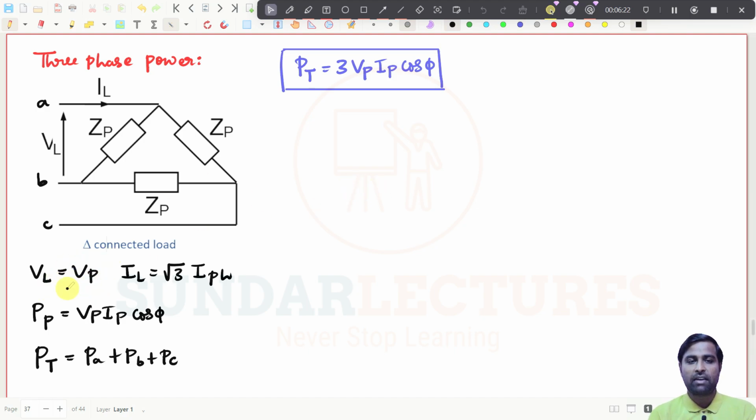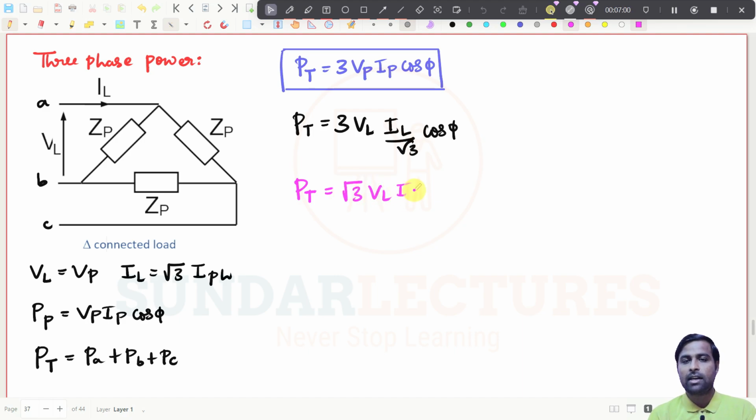And again, what will be the power if you are going for line voltages and line current? You just replace here again. So PT will be equal to 3, and VP can be written as VL. IP can be written as, you just bring it down, IL divided by root 3, into cos phi, right? This is the substitution, and if you simplify further, PT will be equal to root 3 times VL IL cos phi, that is the power factor.